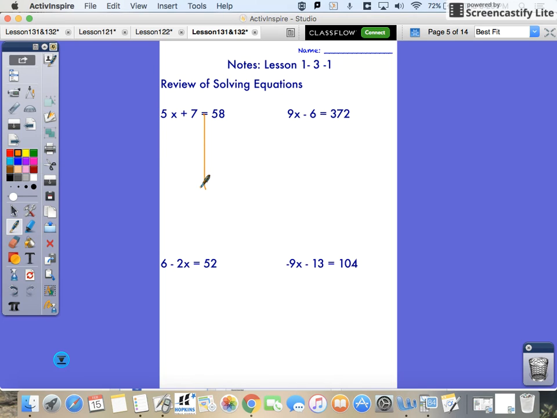But we're going to review solving equations. So the first thing I do when I solve is I drop a line. Then we want to use the reverse of PEMDAS. Normally when you evaluate, you use PEMDAS. When you solve, you want to use SADMEP. So we're going to subtract first. So we're left with 5x equals 51. Then you divide by 5, and we're left with x equals 10.2. It should be 10.2.